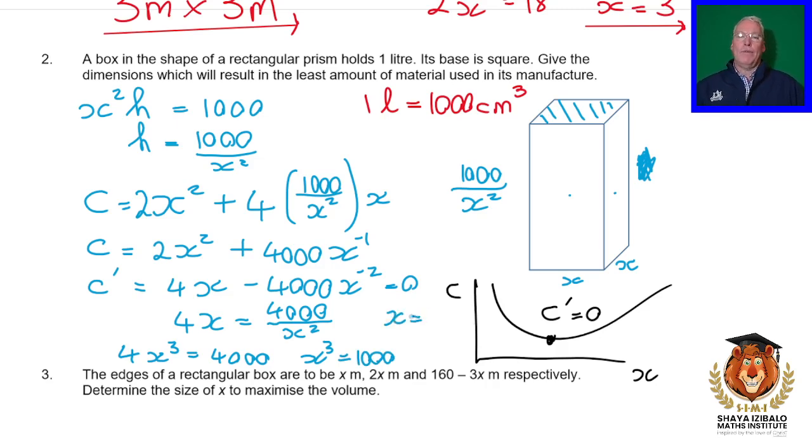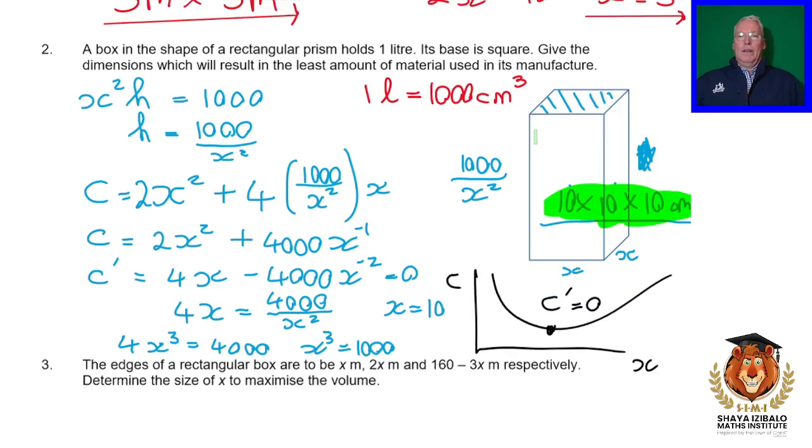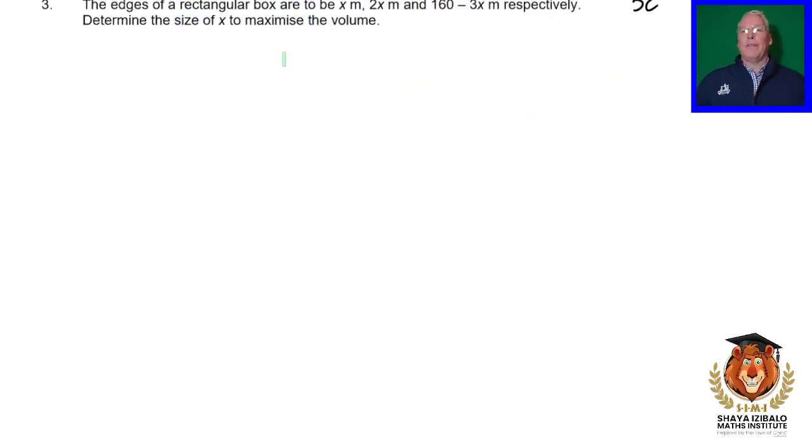So if x is 10, then the box is actually 10 by 10 by 10, because the height will be 1,000 over 100. So our best box is 10 by 10 by 10, 10 centimeters by 10 centimeters by 10 centimeters. That is our best size box, which will hold 1,000 milliliters, 1,000 centimeters cubed, 1 liter, but uses as little cardboard as possible. I'm going to ask you to pause the video and try this next one.